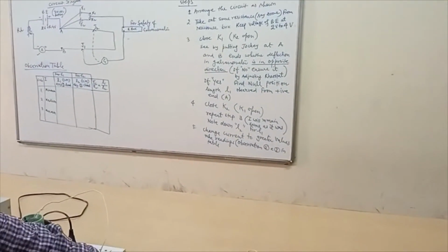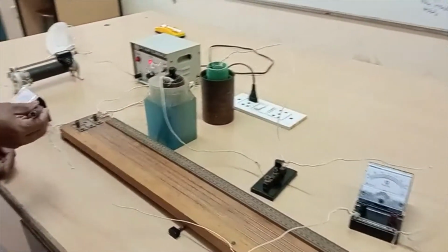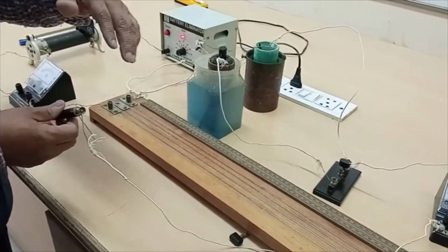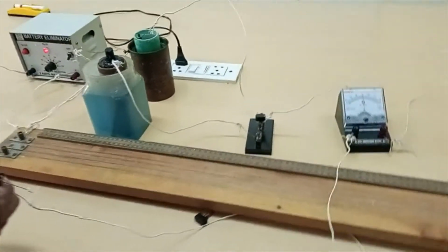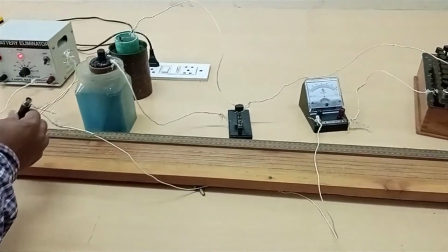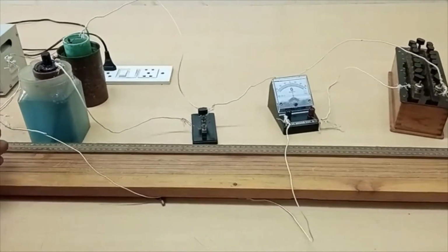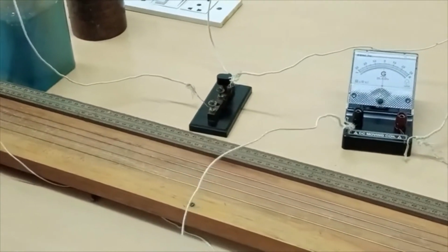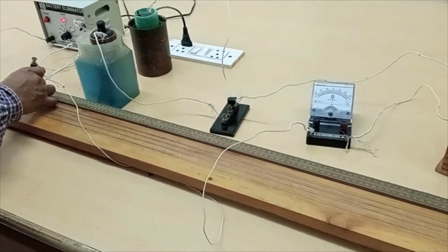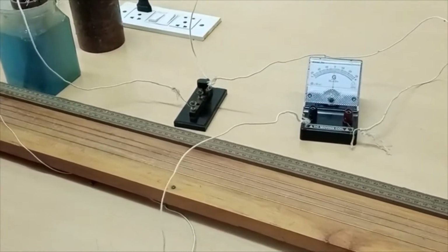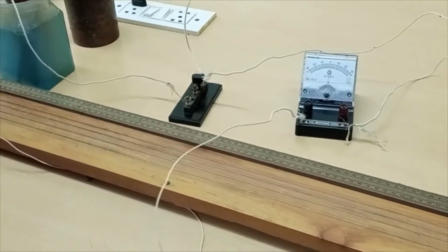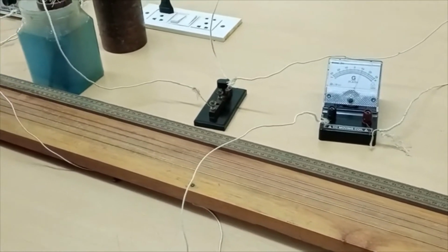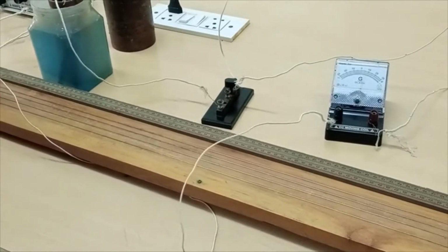Close K1. So K1 is closed now. K2 is open. Now we will put the jockey at the two ends and we will see whether the deflection in the galvanometer is in the opposite direction or not. So I am keeping it here. You can see the deflection in the galvanometer. If I keep it here, then you see the deflection in the galvanometer is towards left of 0, and we put it at the other end. Then you can see it is towards right.